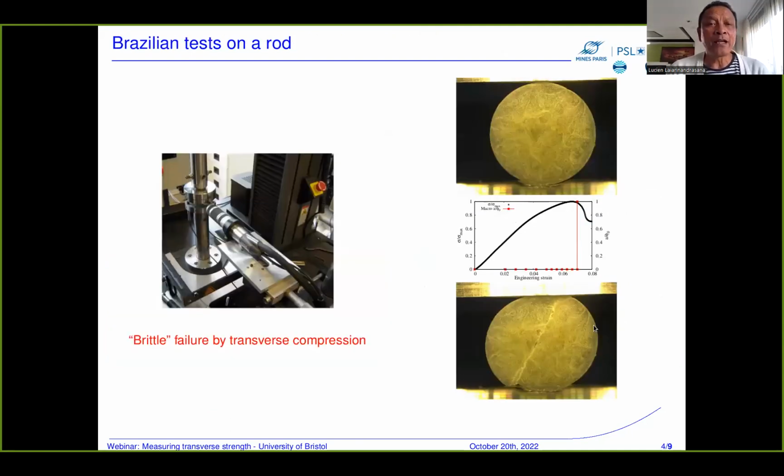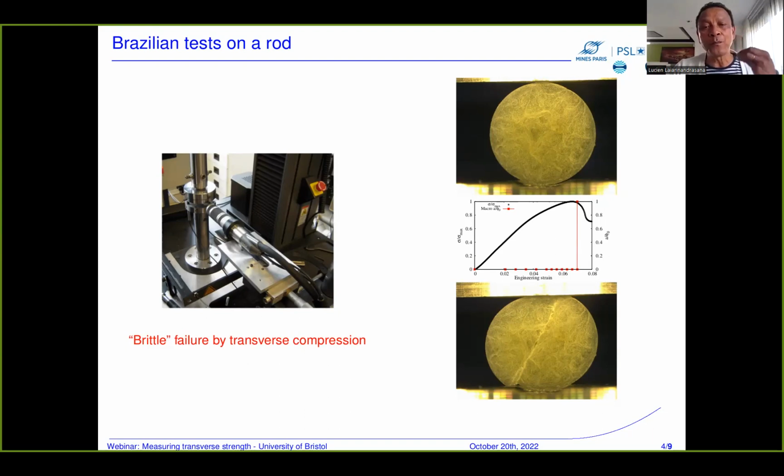Now, by running the first test, the Brazilian test on this rod, what you see here in the center at the right-hand side is the stress-strain curve, where we have superimposed in red the crack depth ratio through the diameter. And as you can see, there's a brittle failure by transverse compression as soon as we have reached the maximum stress.